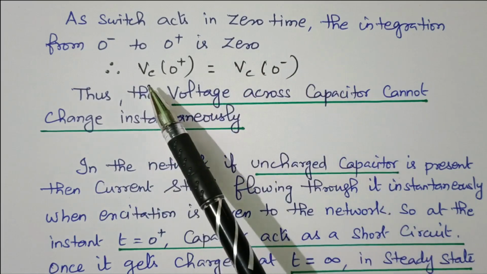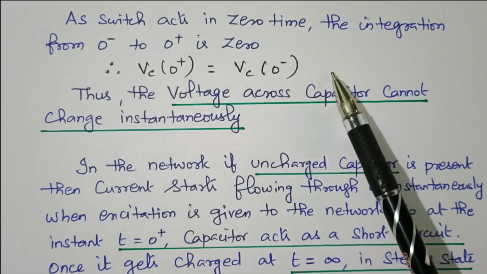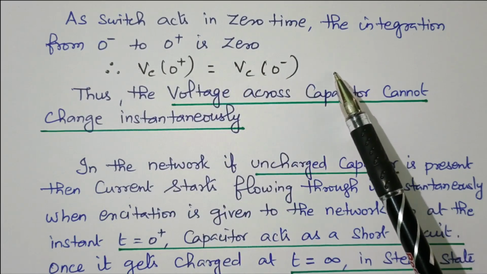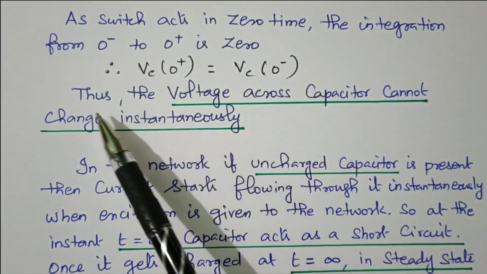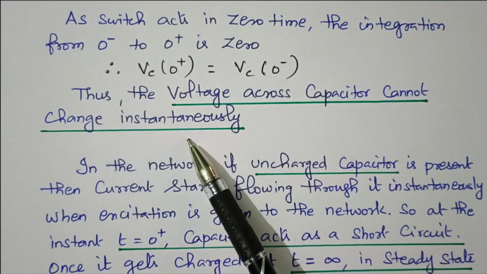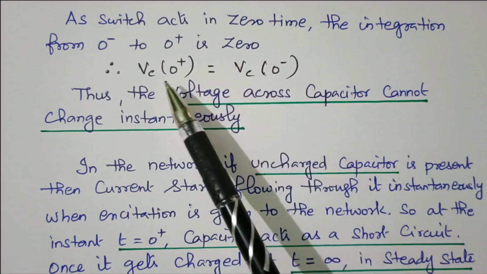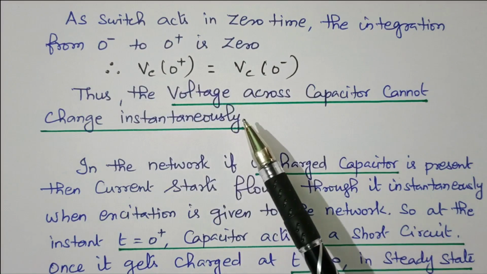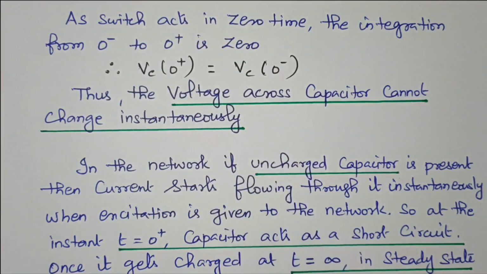So in the above equation, VC 0 plus equals VC 0 minus. The second term is 0, right? That is, the integral between 0 minus and 0 plus is 0. Thus, the voltage across a capacitor cannot change instantaneously. Before switching and after switching, the voltages are equal. That is the conclusion we got from the above equation, right? So the voltage cannot change instantaneously.